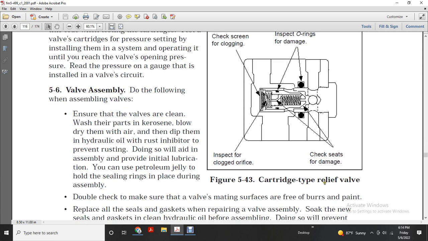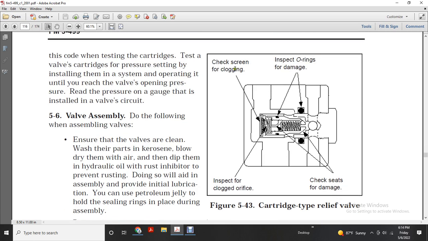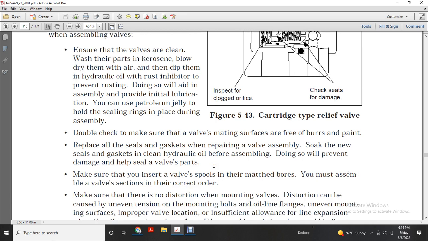Figure 534, check the cartridge relief type of valve. Check the screen for clogging, inspect for a clogged orifice, inspect the O-ring for damage, and check the seats for damage. Double check to make sure the valve mating surface is free of all burrs and paint. Replace all of the seals and gaskets, preparing the valve for assembly with new seals and gaskets. Use clean hydraulic oil before assembling. Doing so will prevent damage and help to seal the valve parts.